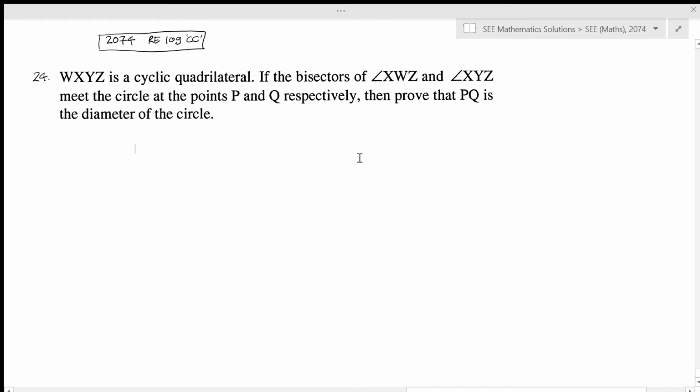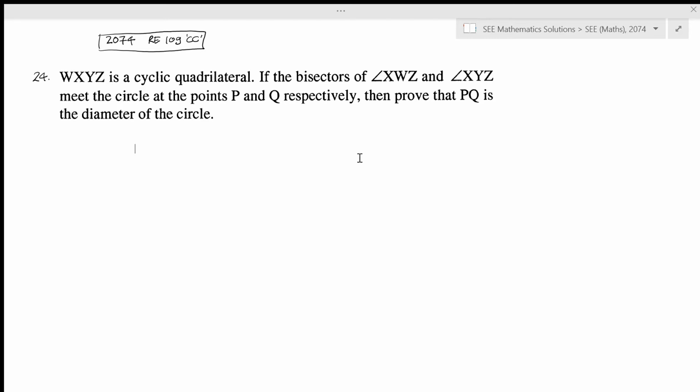Hi friends, welcome back. This is problem 24 and the last problem of this set 2074 RE109CC, and this problem is what we generally used to call and is still popularly known as the out theorem, and this used to be the nightmare of the students. So the average students would not dare to do this question, but that's not true. It is not the nightmare.